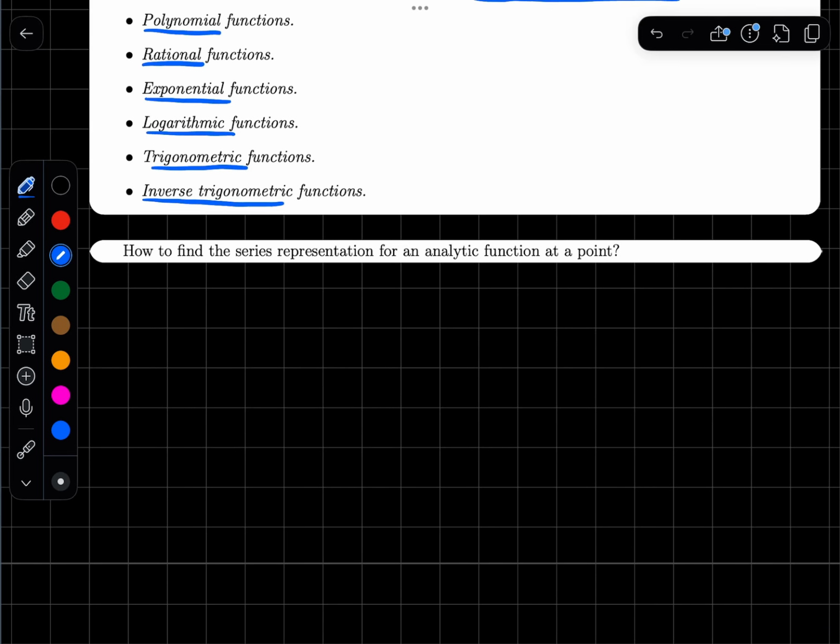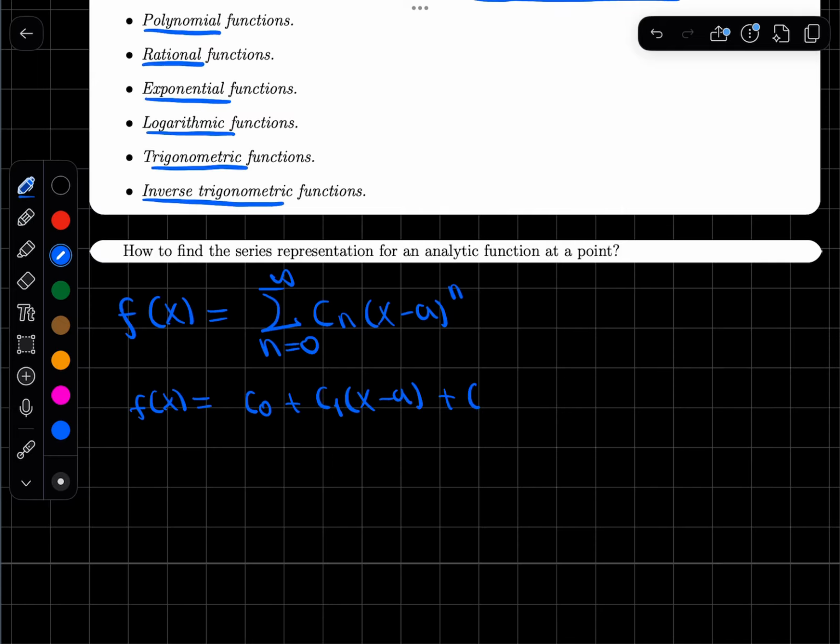So let's assume that we already have it. Assume you already have it. So you can write f of x as being c0 plus c1 times x minus a, just plugging in n as we go.